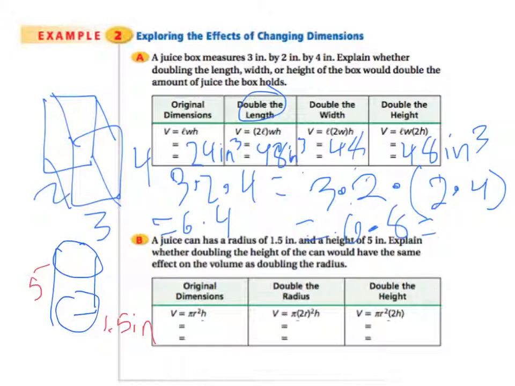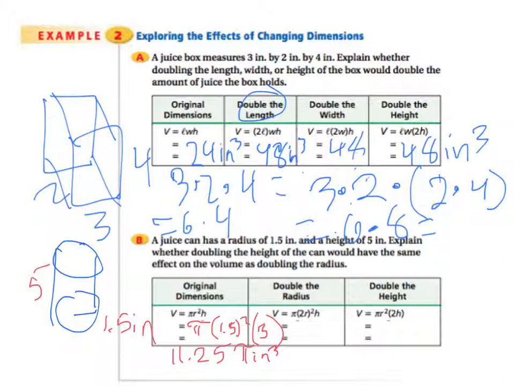It's going to be pi r squared times height. So pi times the radius, which is 1.5 squared, times the height, which is 5. If we do 5 times 1.5 squared times pi, we're going to get 11.25 pi inches cubed.